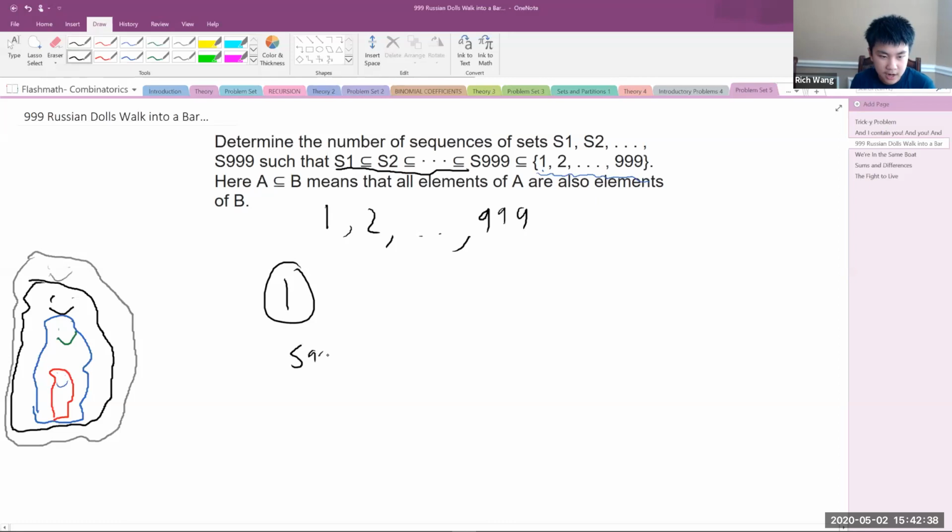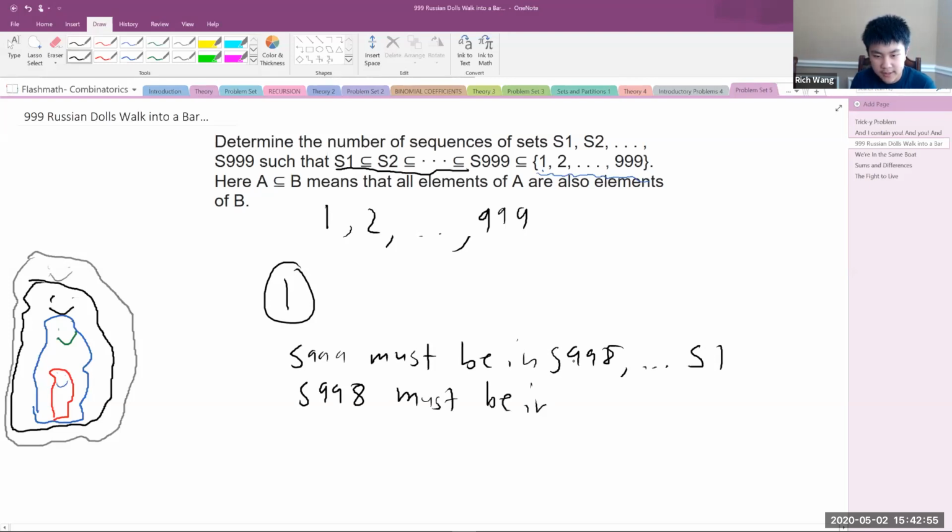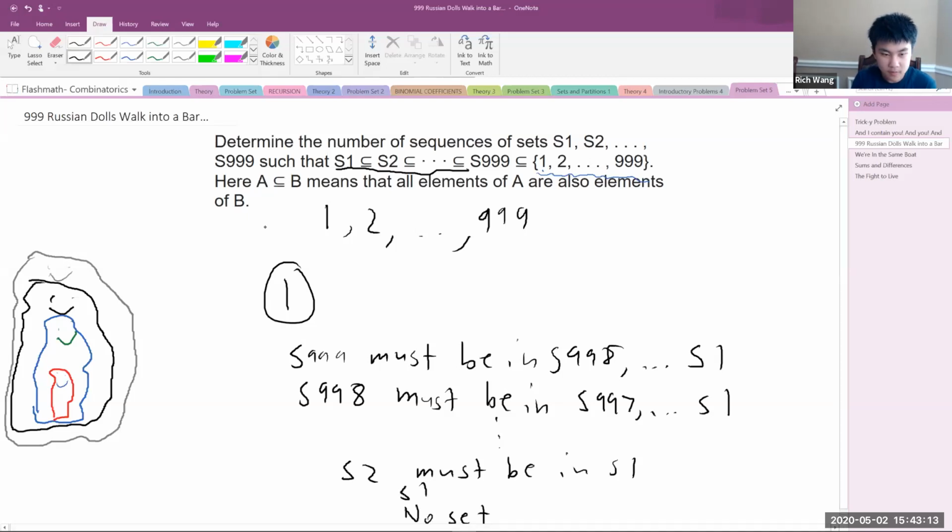So if it's in set 999, it must be in S998 all the way to set 1. However, let's say that this is not true. If it's in set 998, it must be in set 997, 996, all the way up to set 1. And we can see that this pattern holds. So for example, if it's in set 2, then the element must also be in set 1. And then it also has the possibility of being in no set. So this is the set that the element first appears in.